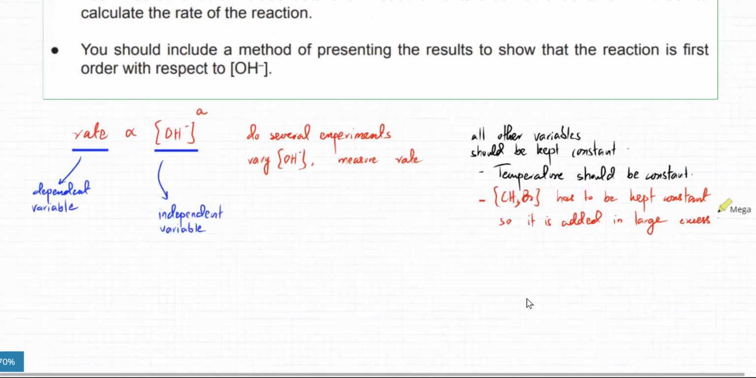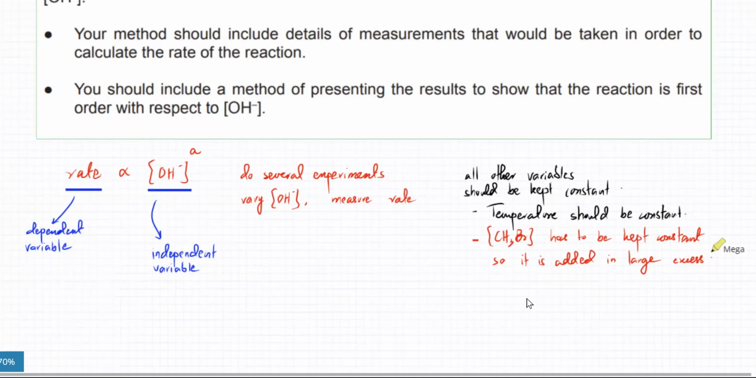Okay, so you have to keep some of the variables constant. So these are the variables that got to be constant. Okay. Is this clear so far? Sam, Nadine, Hafsa, Zoha, is this clear? Yes, sir.